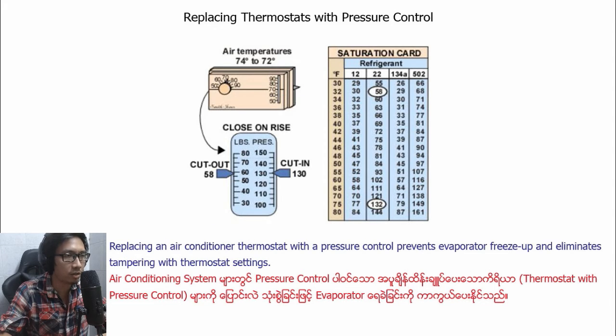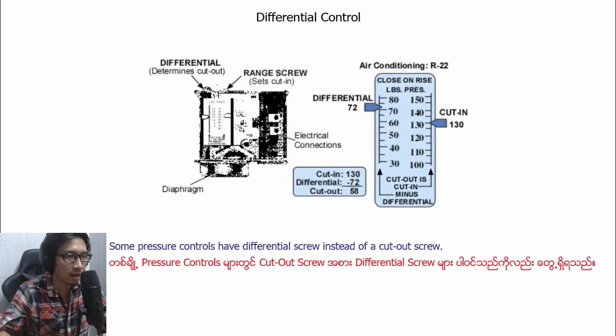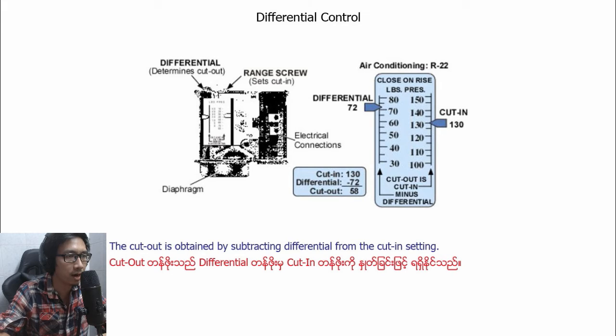Replacing an air conditioning thermostat with a pressure control prevents evaporator freeze-up and eliminates tampering with thermostat settings. We suggest the thermostat not be removed, simply disconnected when being replaced with a pressure control. Some pressure controls have a differential screw instead of a cut out screw. Differential refers to the difference between cut in and cut out. The cut out is obtained by subtracting the differential from the cut in setting.